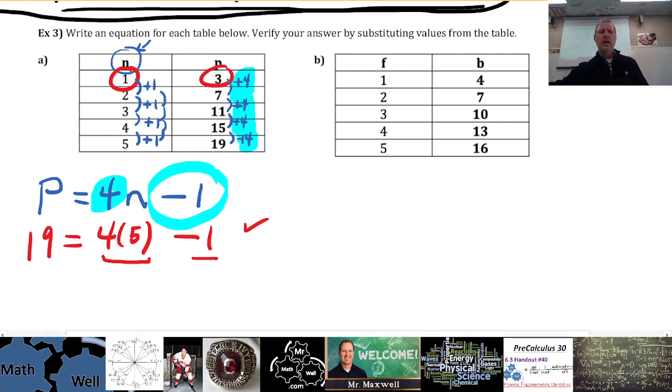There's not going to be an n squared, or a cube, or a square root, or anything silly like that. These ones are linear. That means that we have n to the power of 1 only. That's the type of equation. Okay? All right, let's move over to B.